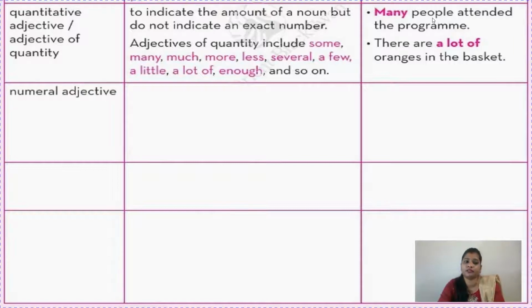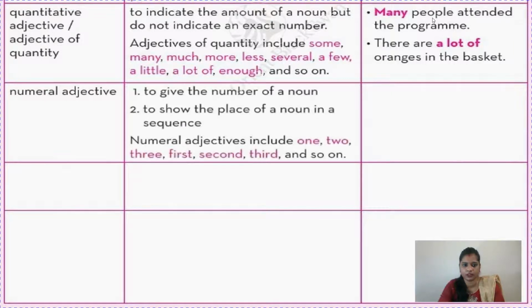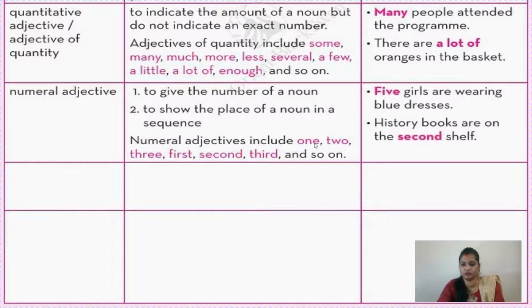Now, numeral adjective. Again, children, you will get answer in the question only. Numeral means what? Number. It means it is countable. It is used to give the number of a noun, or it is used to show the place of a noun in the sequence. Like in it, see, it includes 1, 2, 3, first, second, third, and so on. For example, 5 girls are wearing blue dresses. History books are on the second shelf.